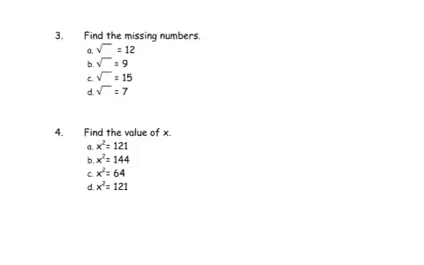The next thing here, it says find the missing numbers. So I could have or should have put little x's or another variable inside of here. So basically I want you to find out what x would be. So the square root of x equals 12. You have to think what number multiplied by itself would give you 12. So for example, 12 times 12 is the same as 12 squared, which is 144. So 144 would be your answer for the first one.